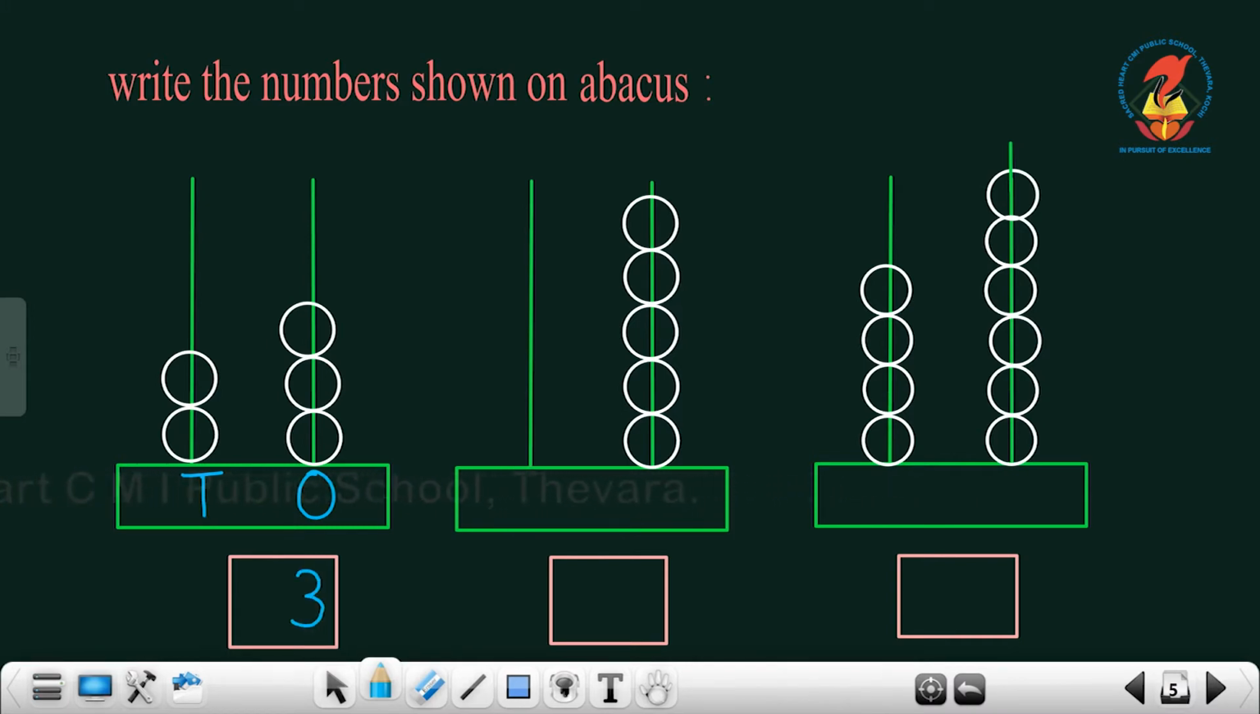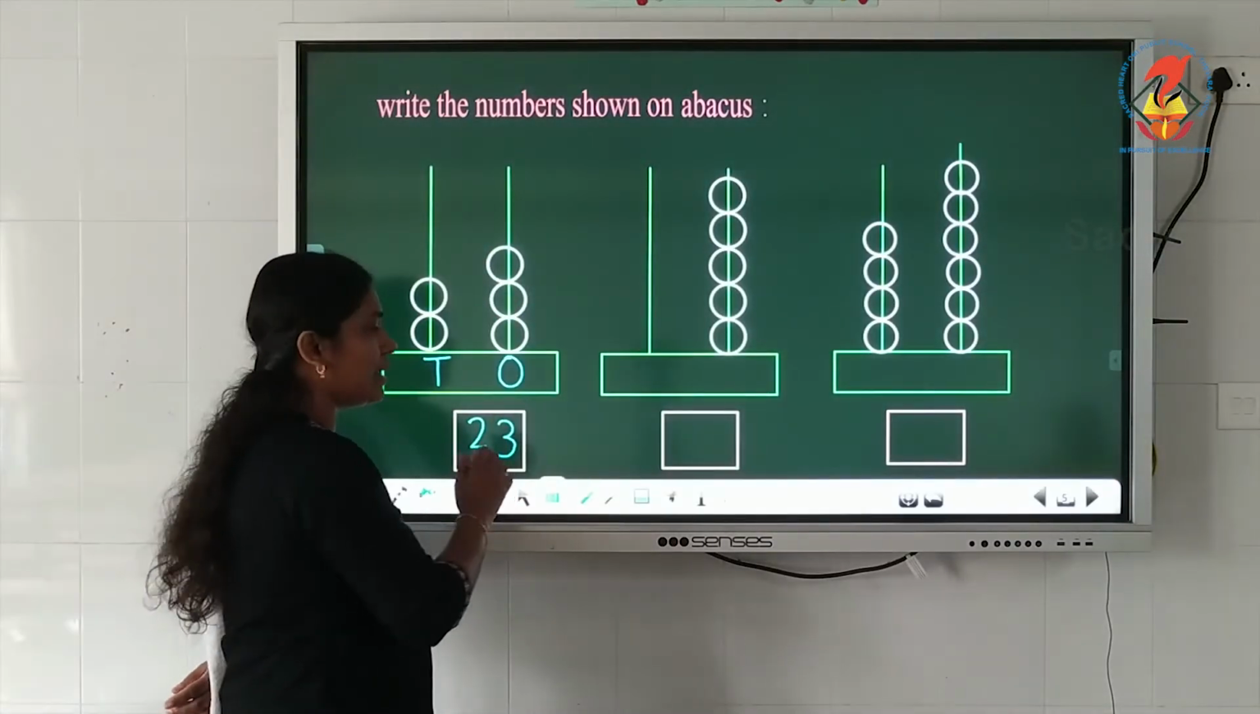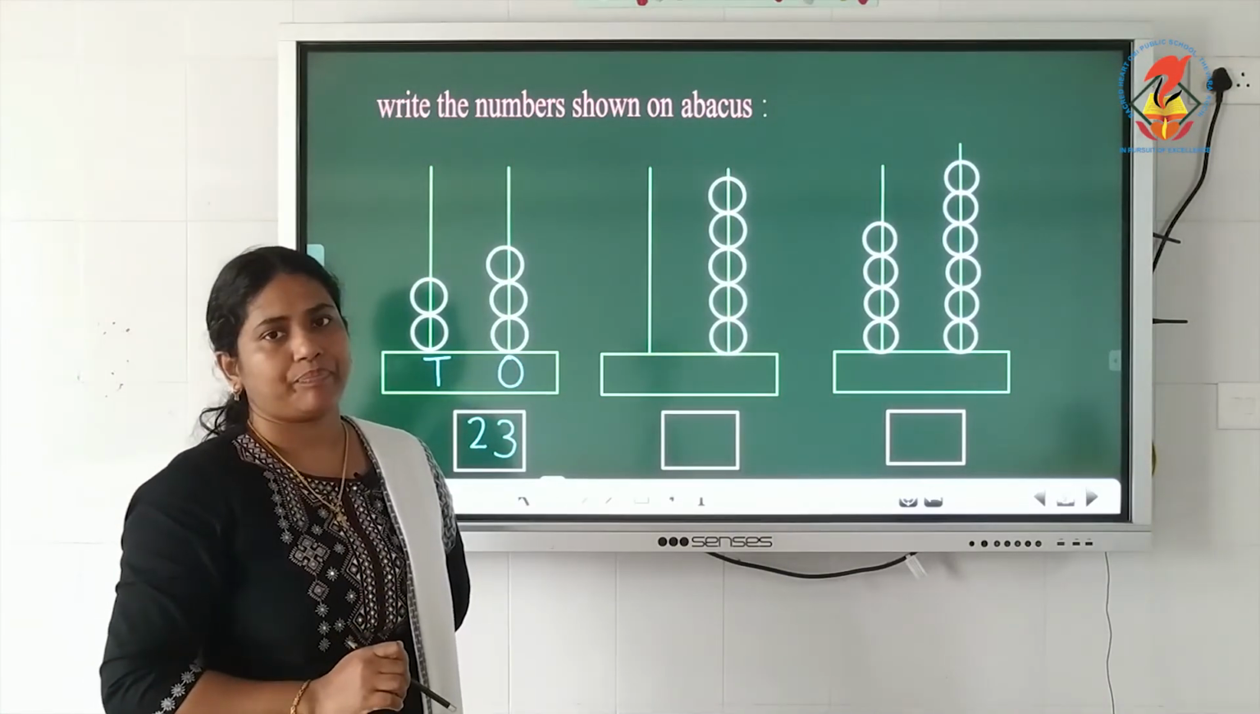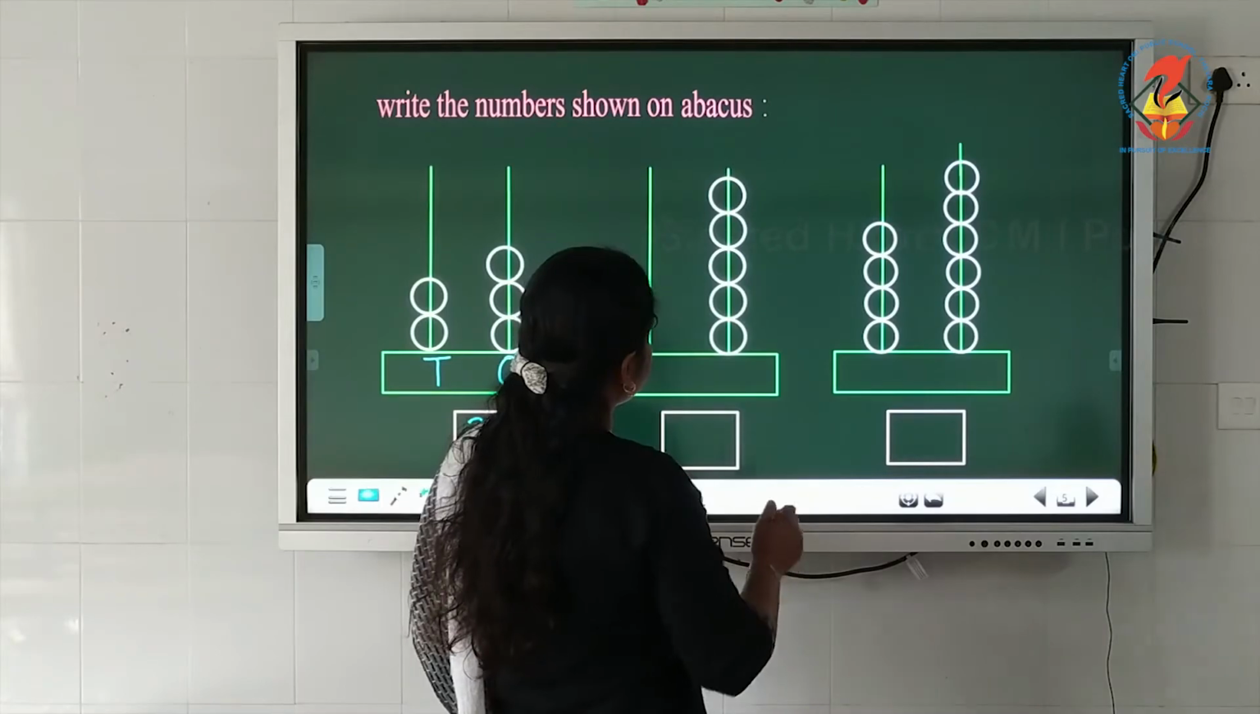Now look at the tens place. How many beads are there on tens place? 1, 2. That means 2 tens are there. So we will write 2 at the tens place. So what is the number? 23. So this abacus shows the number 23. Clear? Now look at the next question.